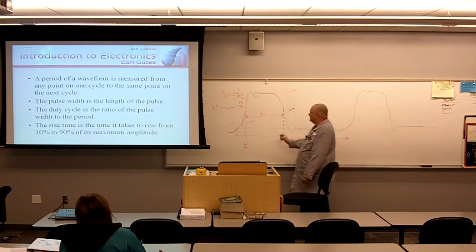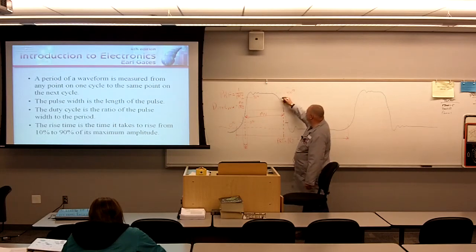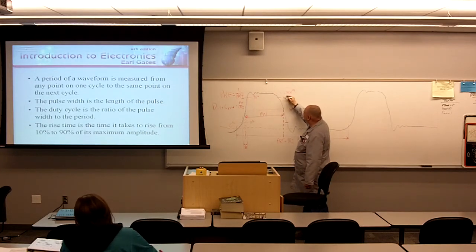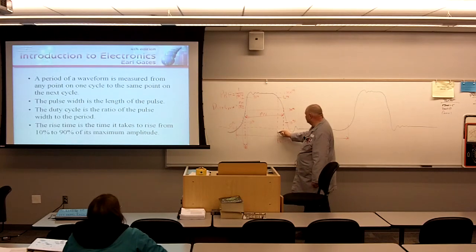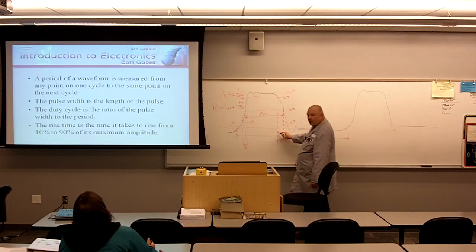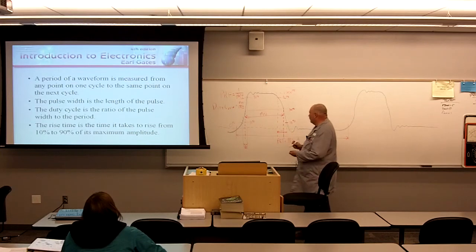Fall time, we're going to do the same thing. We're going to take a look at the 10% point. Remember, this was 0. This is 10. This is 100. This here is going to be 90. And this here is 10. So I'm going to take a look at this. This distance between here, the fall, 90% to 10%, is going to be my FT, or fall time.